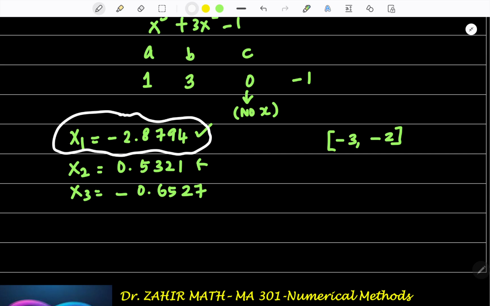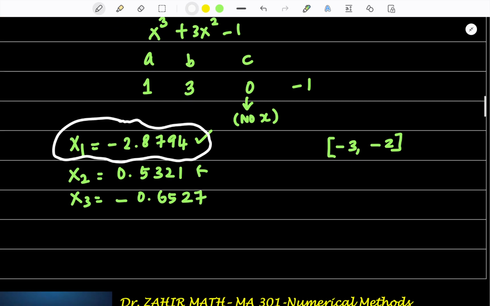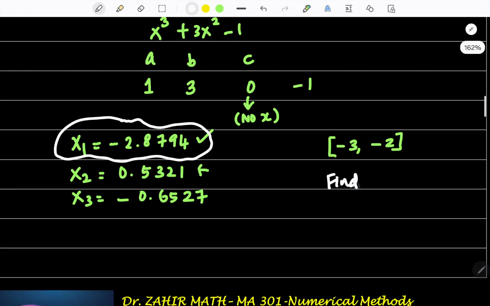Now, if it is the same question and they ask you to find the positive root, in the same question you have to take a totally different interval. If the question asks for the positive root, the interval minus 3 comma minus 2 is not at all relevant because it is totally negative. So you should choose a new interval, 0 comma 1.